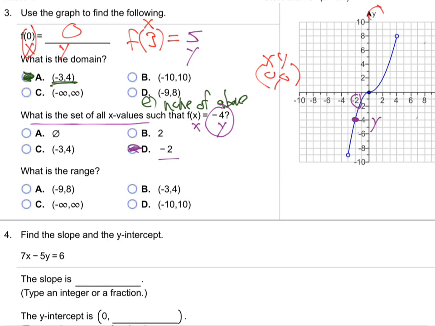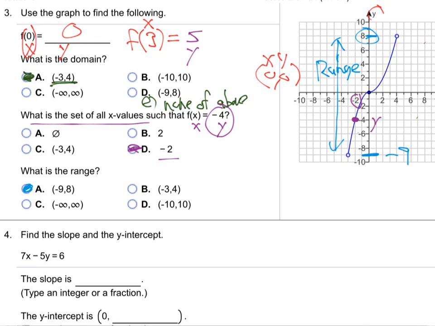Next question, what is the range? Up and down, that's the range. So what's the up and down? How low does it go? How high does it go? It's -9 to +8. There it is. We're done with that question. Good with number 3? Questions I can answer on number 3? All right, we can do number 4.